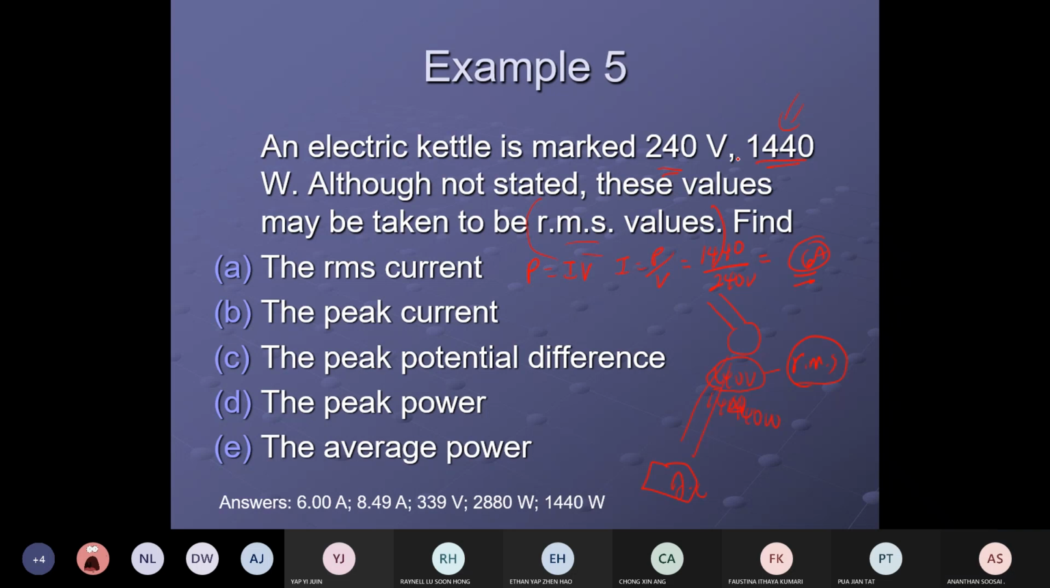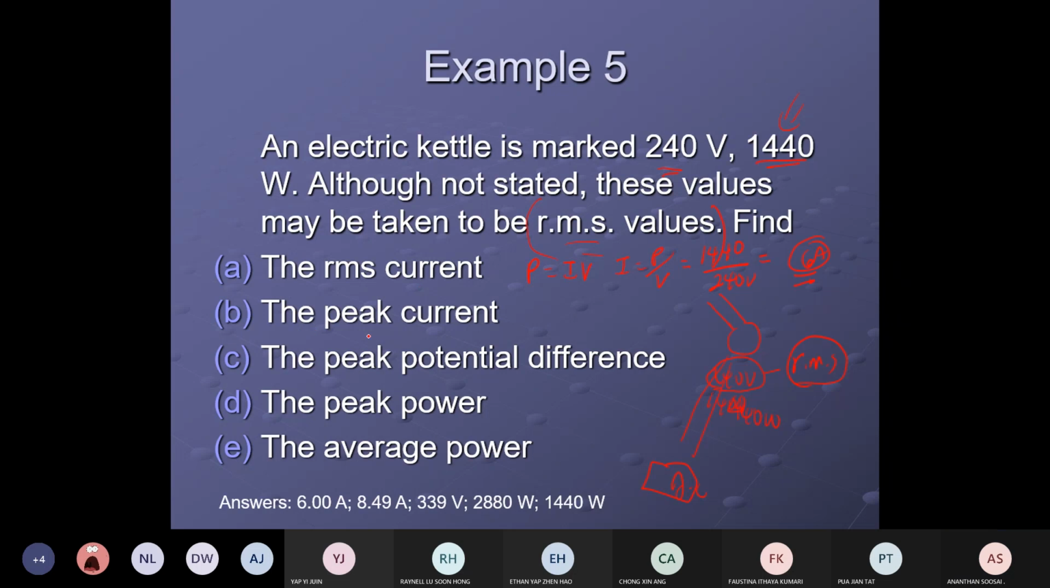Okay. So remember, for the AC supply, if they never stated whether it is the peak voltage or RMS voltage on the device, that means that is your RMS value. Okay, so that's the first one. Can you look at the second one?